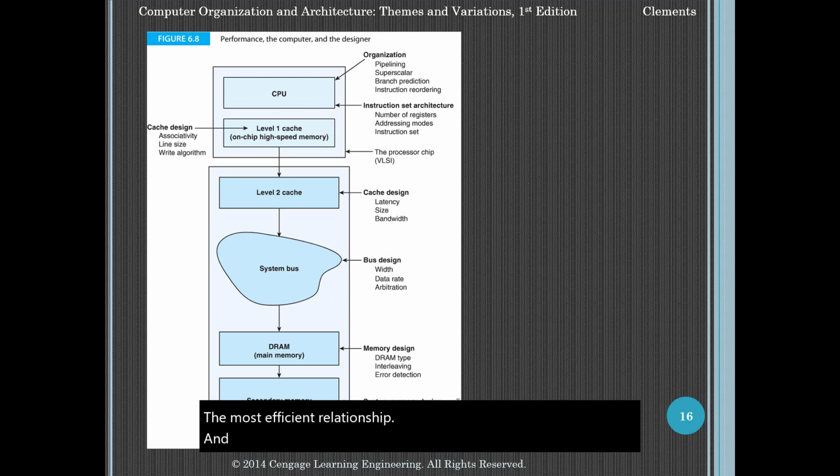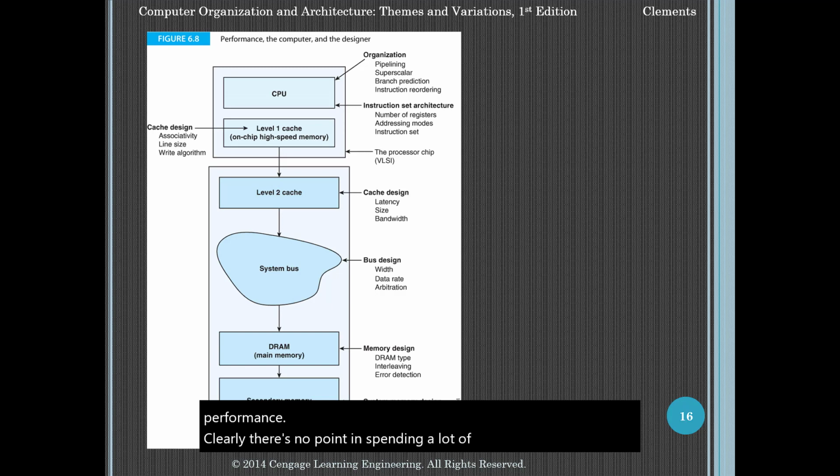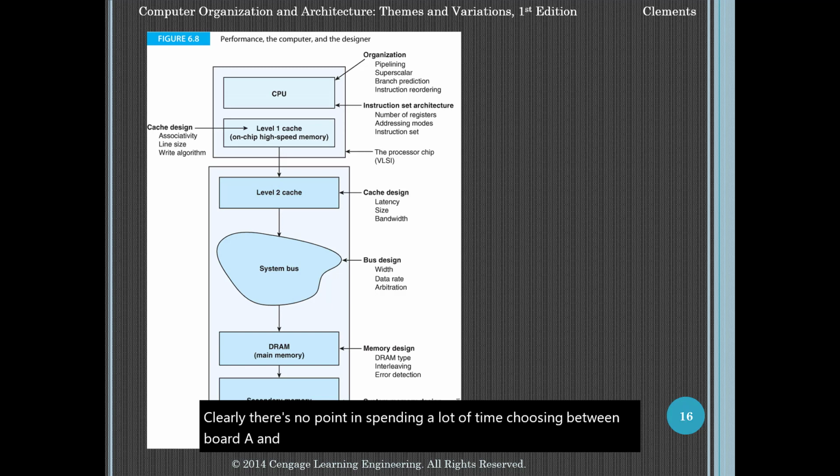And then the issue of performance can sometimes be positively surreal. So for example, maybe you've seen published benchmarks for motherboards where the speed of the batch of boards being tested varies over a range of 1 to 2%. And such tiny variations can become meaningless in the face of factors such as cache memory that have a much greater effect on performance. Clearly, there's no point in spending a lot of time choosing between board A and board B on the basis of performance if there's little difference between them, right?